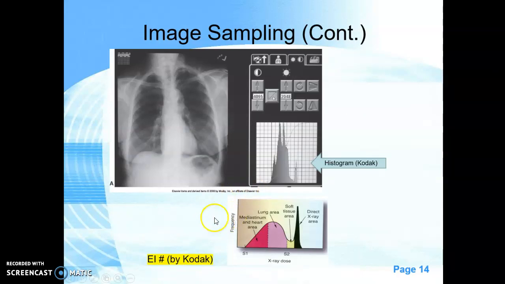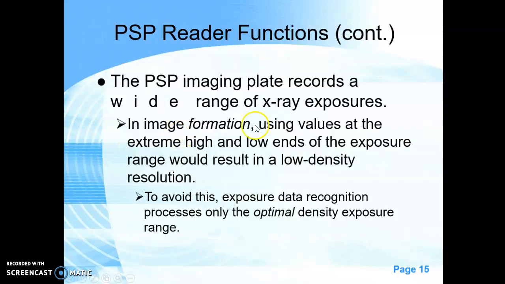This is one by Kodak. You can see a chest x-ray, and then here's the histogram that goes with that. The peak here is direct area exposures, so this dark area here. The middle hump are the areas of lung exposure, and then the areas to the left is the mediastinum and heart, which are brighter values.